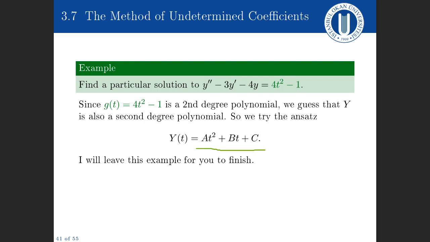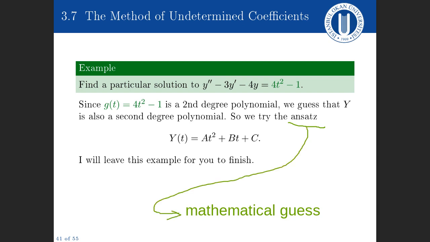What you would need to do is differentiate 2 times, substitute it into the differential equation, and find the numbers a, b, and c. There is a new word on this slide, perhaps new for you, perhaps you've seen it before, the word ansatz. This means a mathematical guess. So we try the mathematical guess, at squared plus bt plus c.